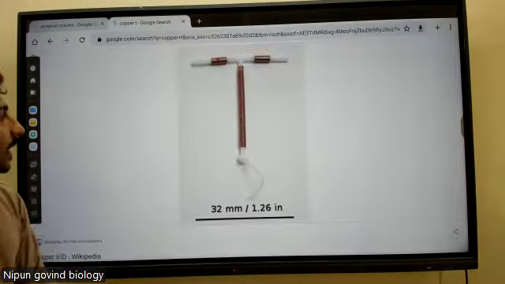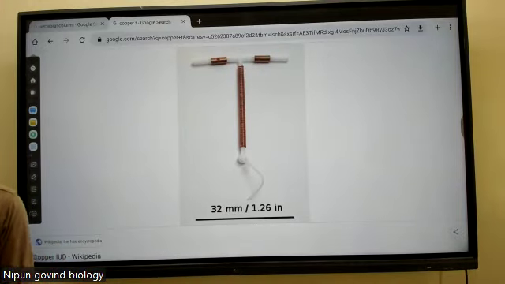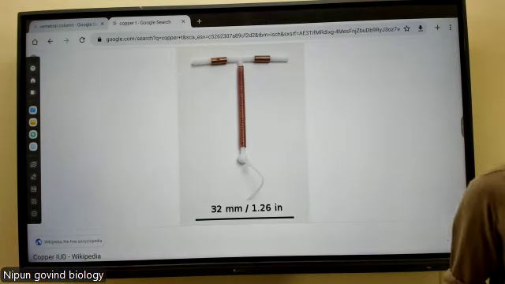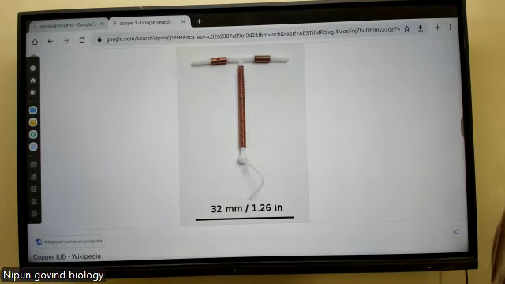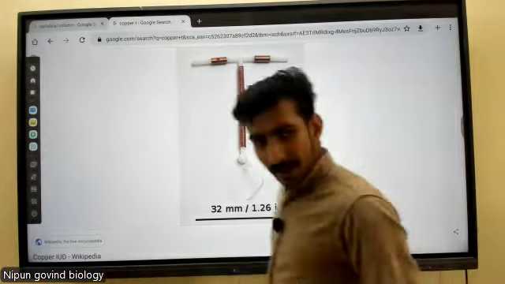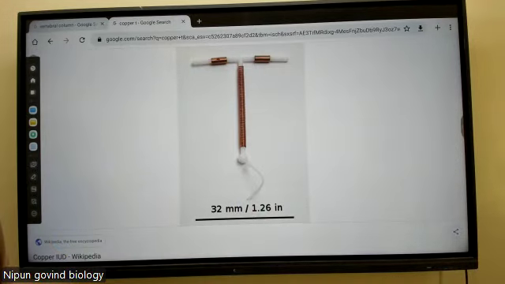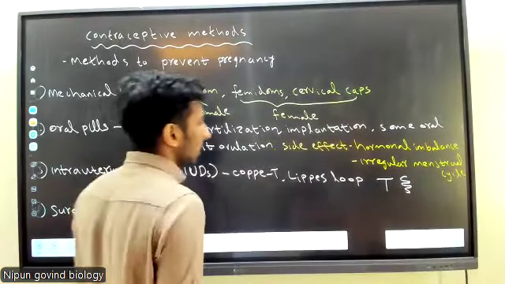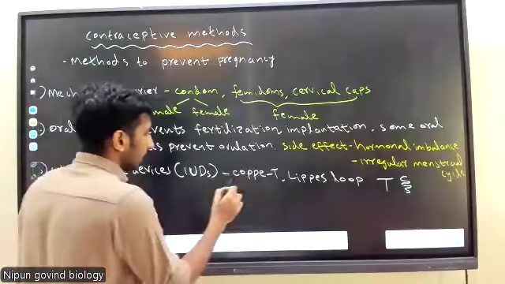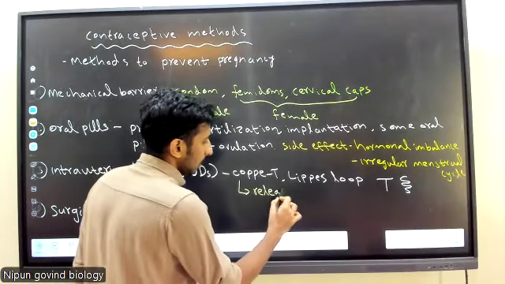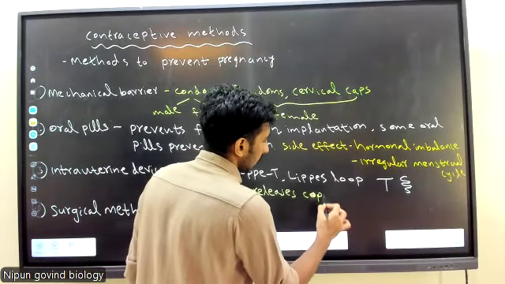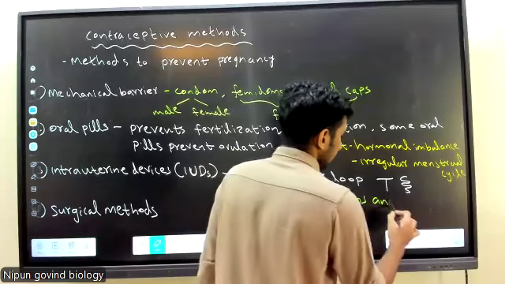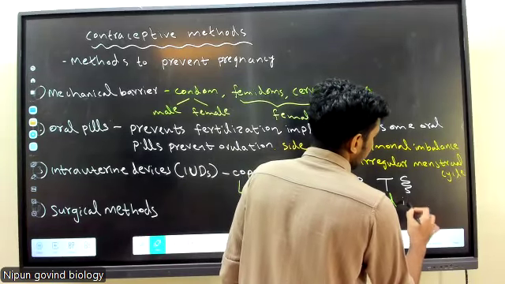Okay guys, listen, and can you see the copper wire on this? The copper wire continuously releases copper ions. Those copper ions inhibit the motility of sperm. Sperm will not be able to move further. Understood? So the copper ion kills the sperm and prevents fertilization. See, intrauterine devices, copper T, Lippes loop. This copper T releases copper ions and inhibits fertilization.